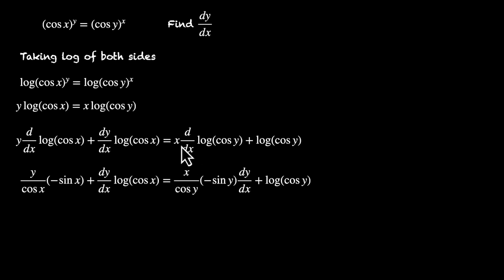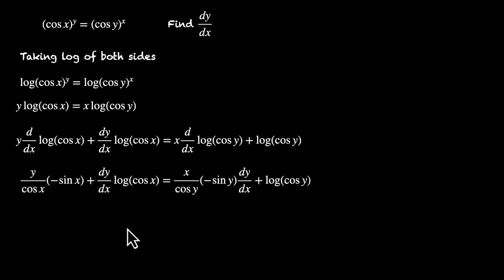What about the next one? We have x times differentiation with respect to x of log of cos of y. So here we have chain rule. First we differentiate the log, that's 1 upon cos of y. Then we differentiate cos, that's minus sin y. And then we don't have to forget this one. We have to differentiate y with respect to x as well. So that's dy by dx. This is the function in y, but we're differentiating with respect to x. So that's dy by dx plus log of cos of y as it is.